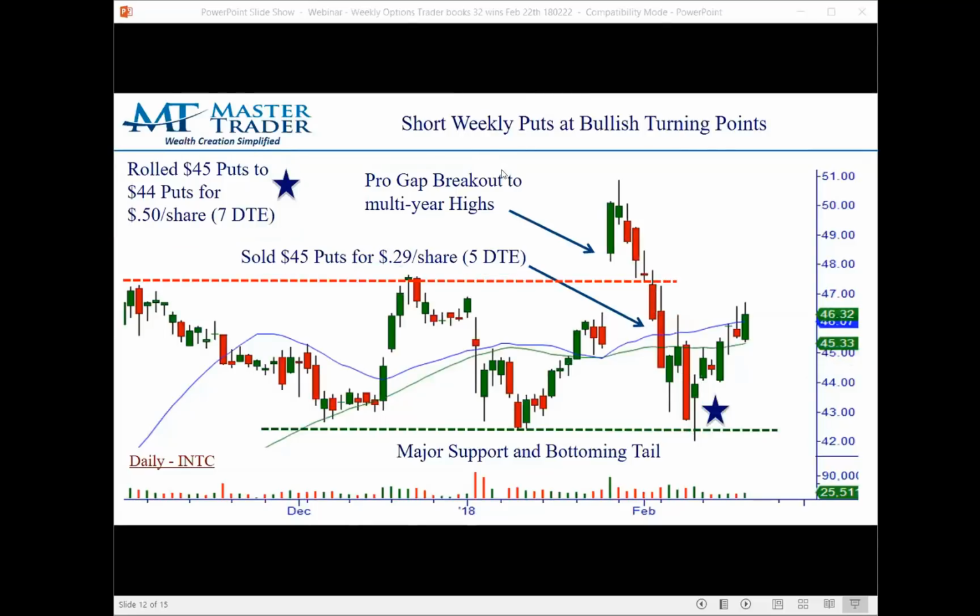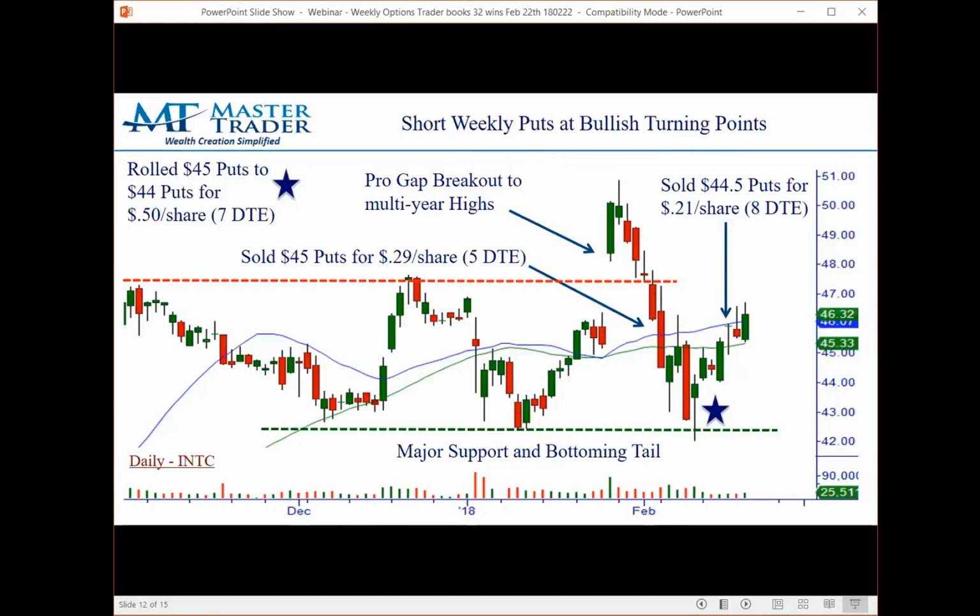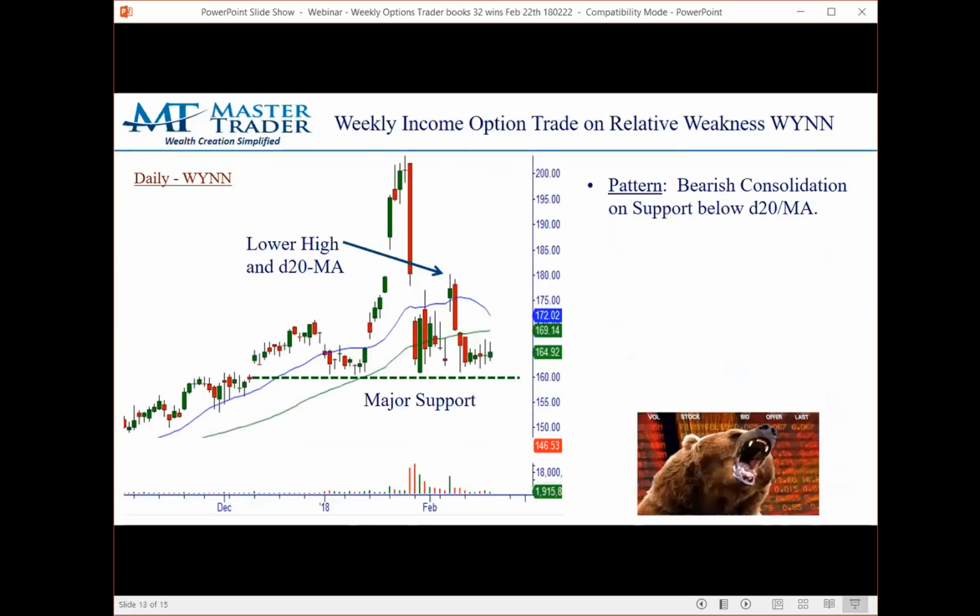The story's not over. So now we had the bottoming tail held right on major support. It moved up, inside day, nice engulfing day. So on this next day, we sold some more puts. We sold the 44.5 puts for 21 cents. So now my total credit received is $1 a share on a 10 lot. That's $1,000 on Intel. And over the high of this current bar, you can do it again.